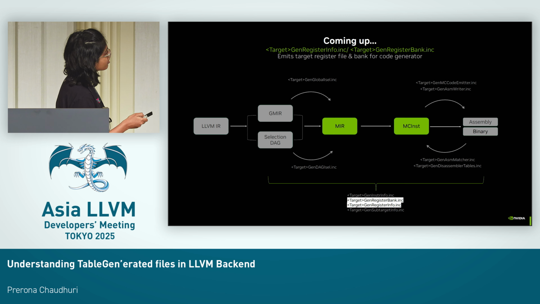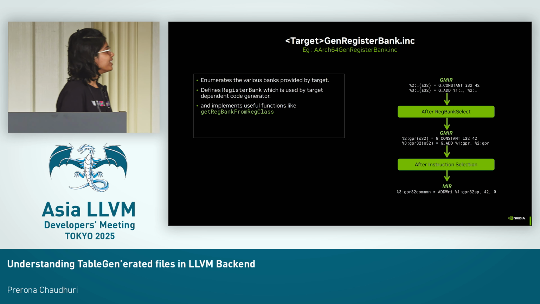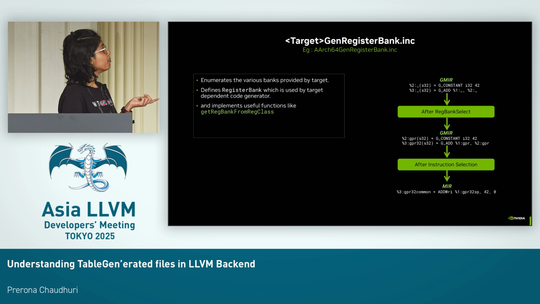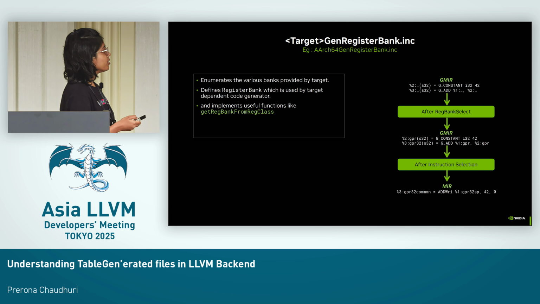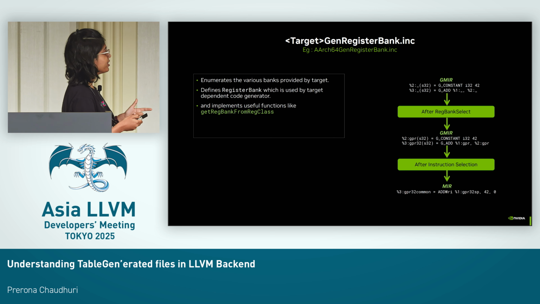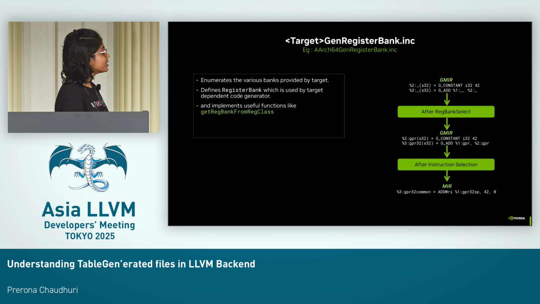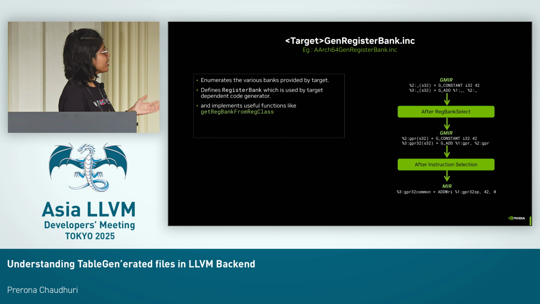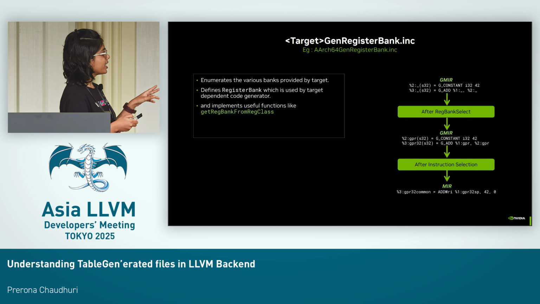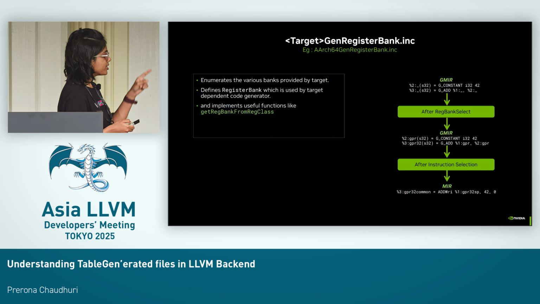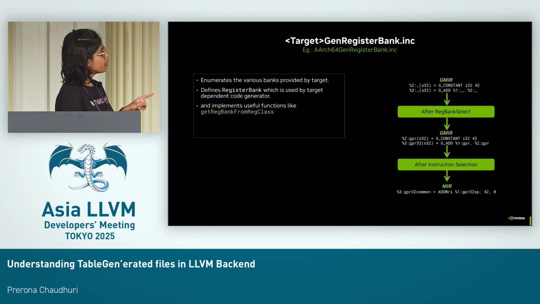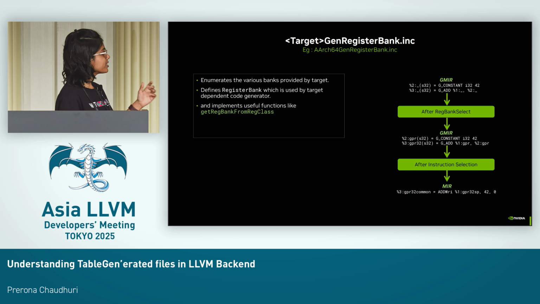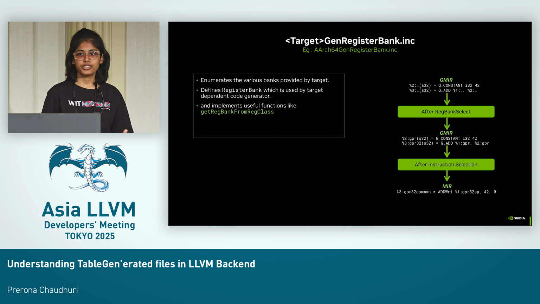Next, similar to the register information, you have the register bank information, which will define the register bank used by the target dependent code generator, and it also has some useful functions like get reg bank from reg class. So I am taking an example here. It's the global ISel flow. During the reg bank select phase, as well as during instruction selection, I can see that this function is invoked to get the register banks.